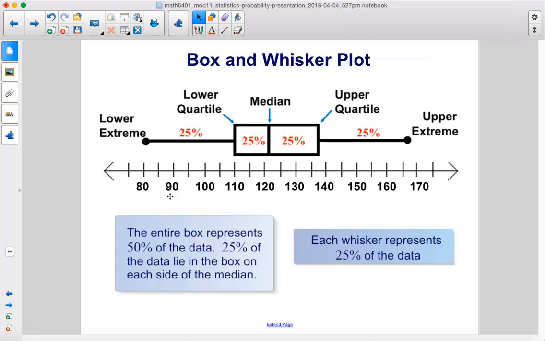Here we have a sample box and whisker plot. The entire box represents 50% of the data. 25% of the data lie in the box on each side of the median. So we have 25% on the left side of the median here, and 25% on the right side, and each whisker represents 25% of the data. So here we have another 25%, and we have the final 25% here.